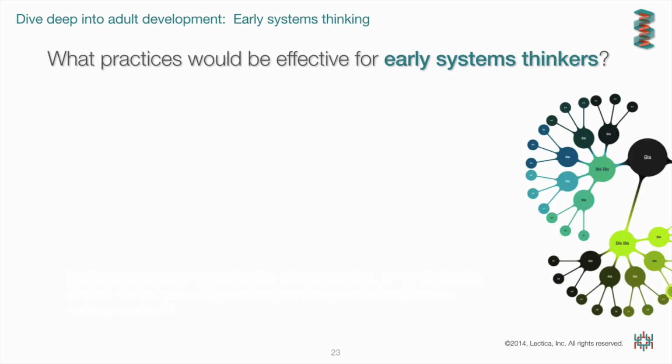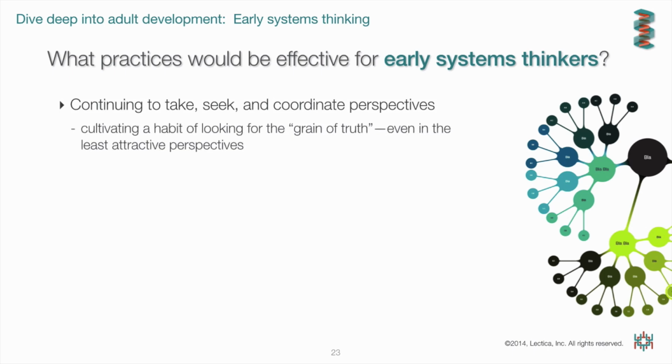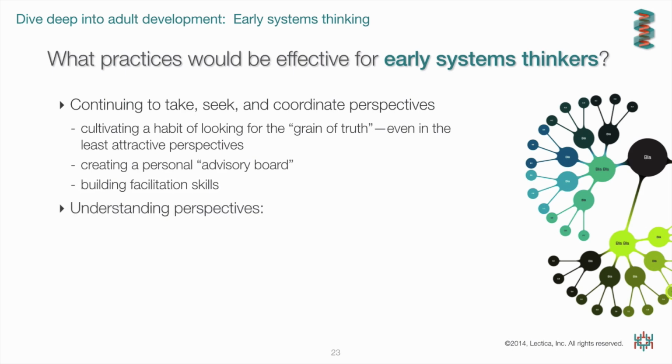So what practices might be effective for early systems thinkers? First, by continuing to take, seek, and coordinate perspectives, by cultivating a habit for looking for the grain of truth, even in the least attractive perspectives. Creating a personal advisory board, just like a project steering committee, which can be used to invite new perspectives or explore ideas. Building facilitation skills. This is a wonderful way of learning how to elicit perspectives, make distinctions, and also identify common themes. Second, by understanding perspectives.